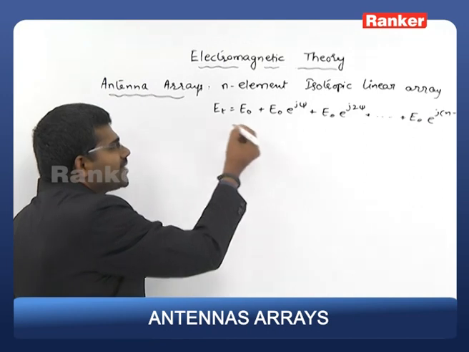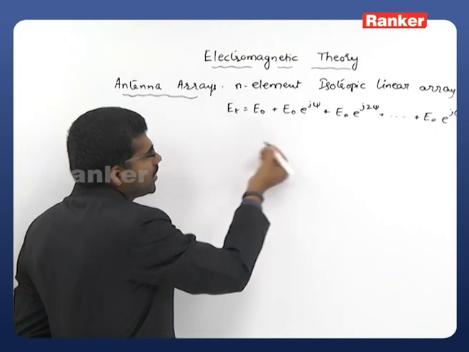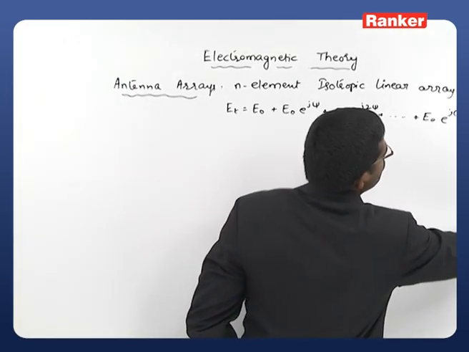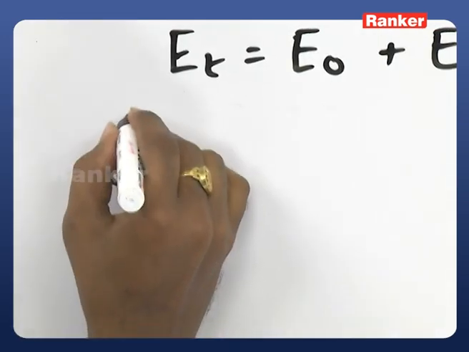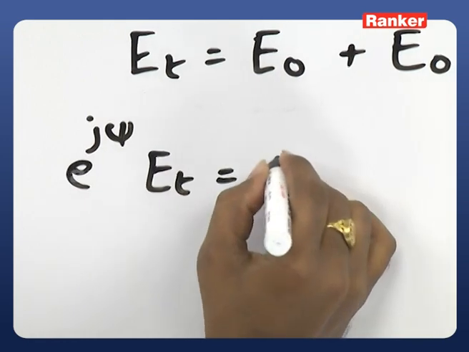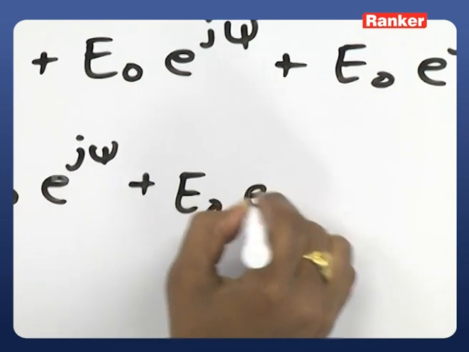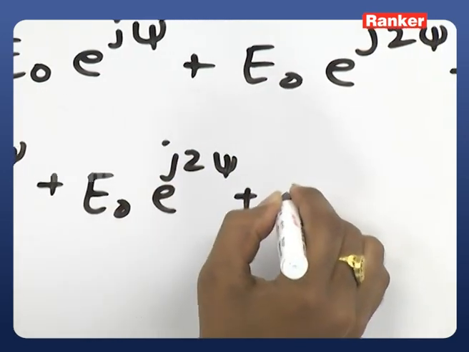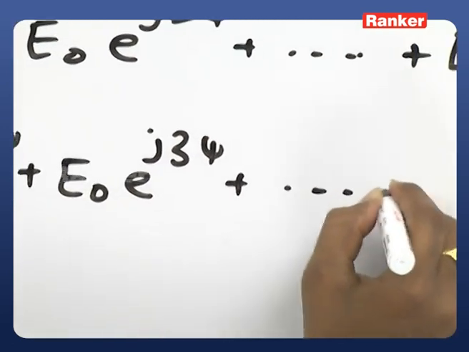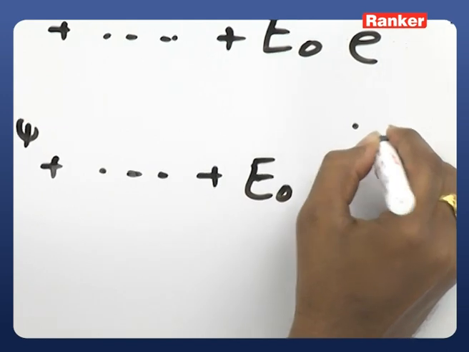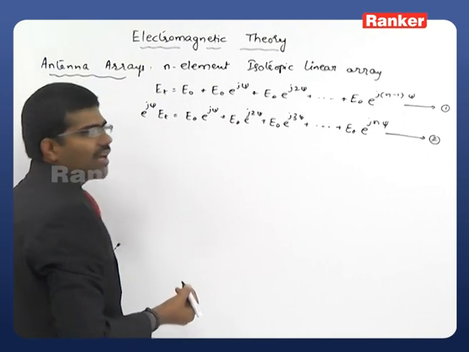Now I will simplify this equation. For that, multiply with e power j psi on both sides. Let us consider this as equation 1. Multiply equation 1 with e power j psi on both sides. Then what you will get here is e power j psi times E T is equal to E naught e power j psi plus E naught e power j 2 psi plus E naught e power j 3 psi plus up to E naught e power j n psi. I am multiplying that one with e power j psi on both sides.